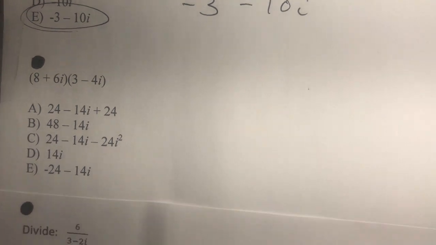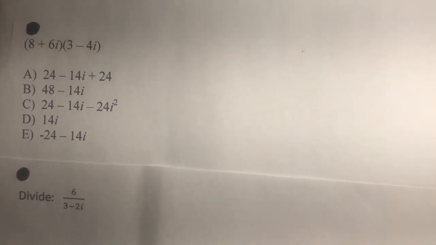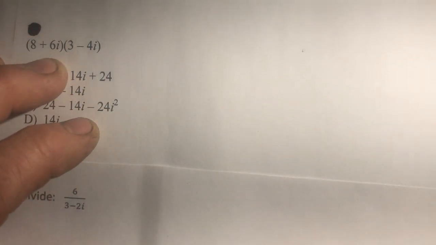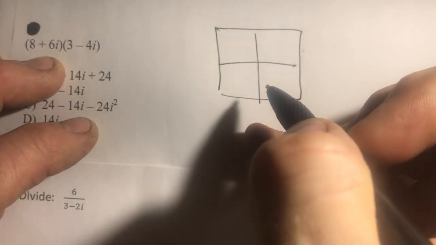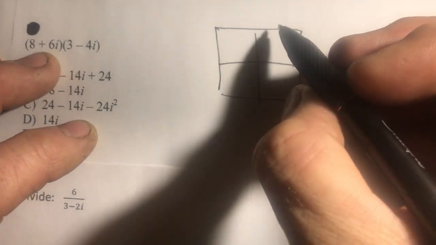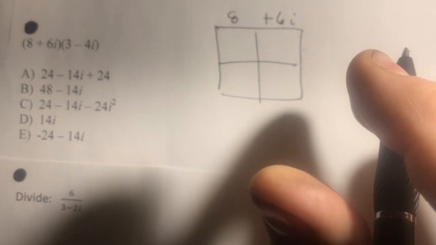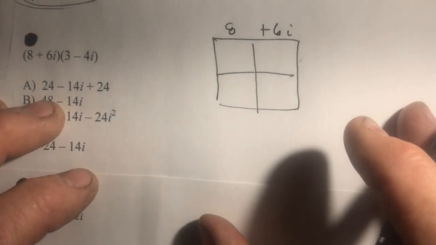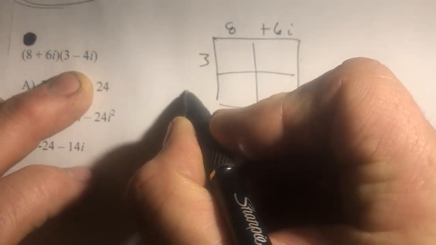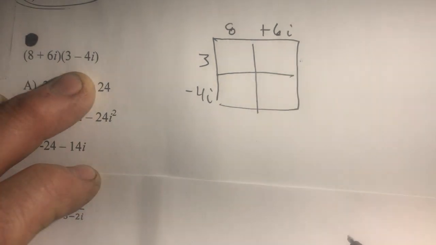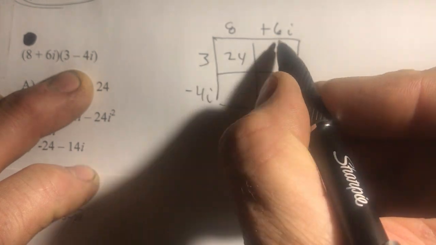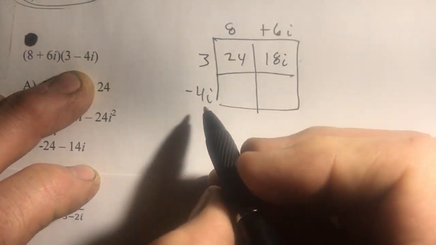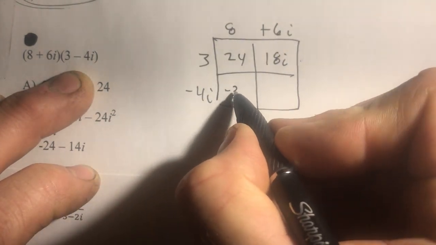Okay. What about this next one here? Okay, we're multiplying them. All right, when you multiply, build you a box. Okay, I've got 8 plus 6i on top of the box. Okay, and then I have 3 minus 4i on the side of the box. All right, so I just multiply these up. So 3 times 8 would be 24. 3 times 6i is 18i. 8 times -4i is -32i.